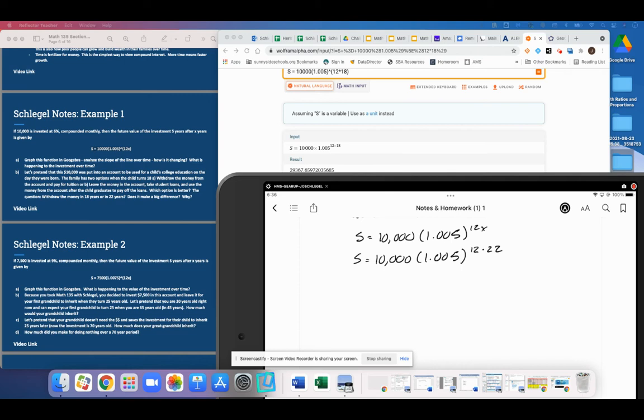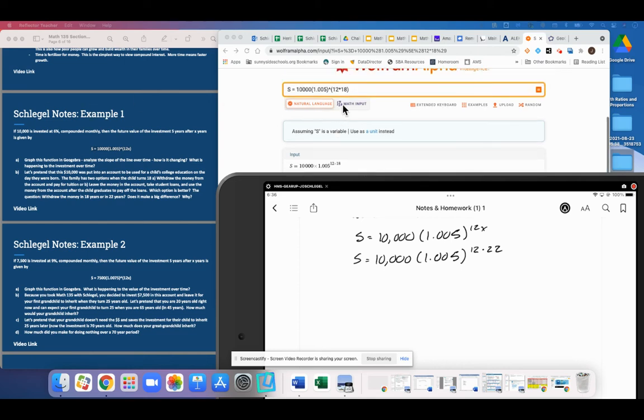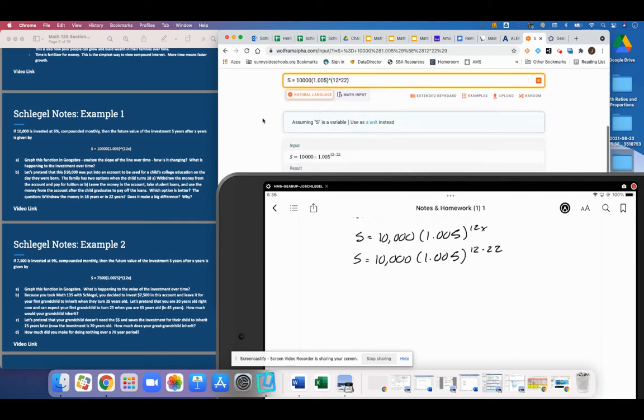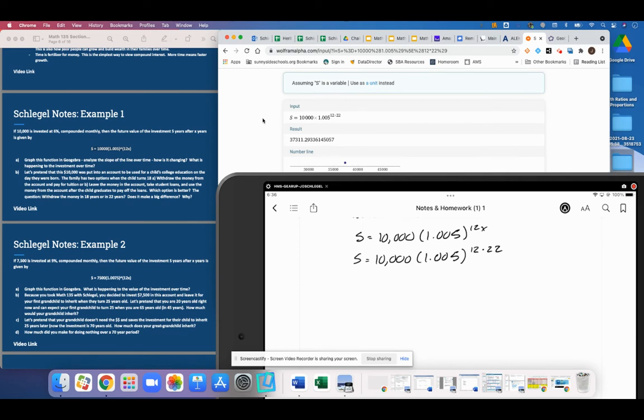So I've got the math there, everyone, and I'm going to go back to Wolfram and change that now to 22 years and see what we get now. So 37,311.29. So after 22 years, the investment is worth $37,311.29.